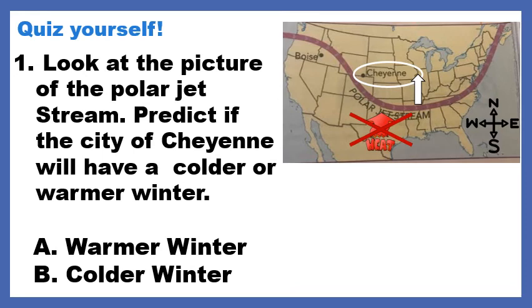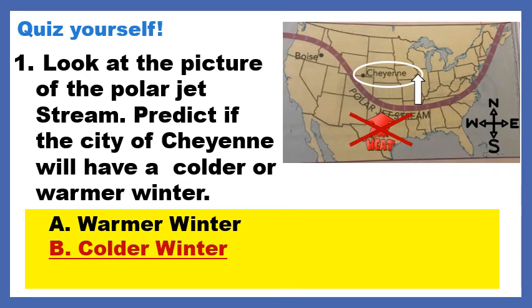5, 4, 3, 2, 1. Correct answer is colder winter. Again, that polar jet stream is going to act like a border that stops heat, and it has traveled so far south that unfortunately most of North America will have a cold winter, according to this picture.